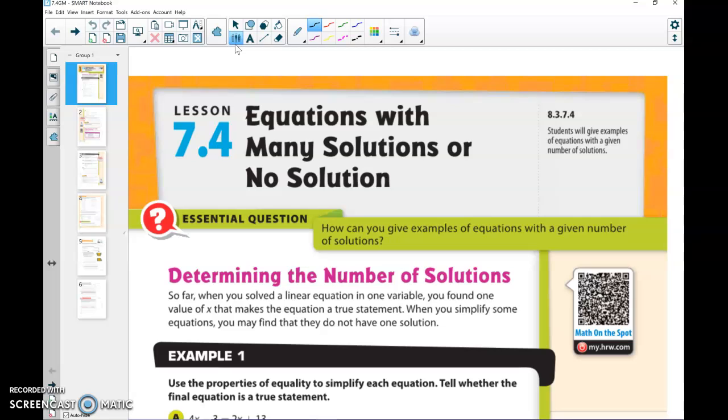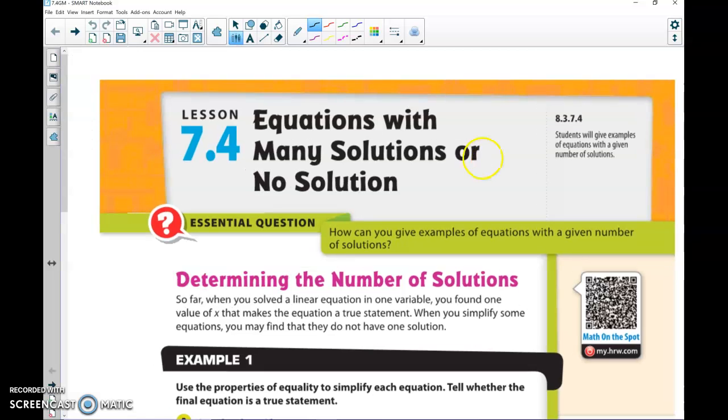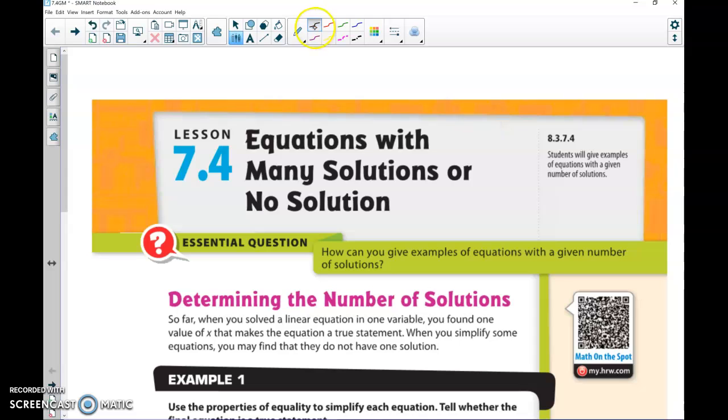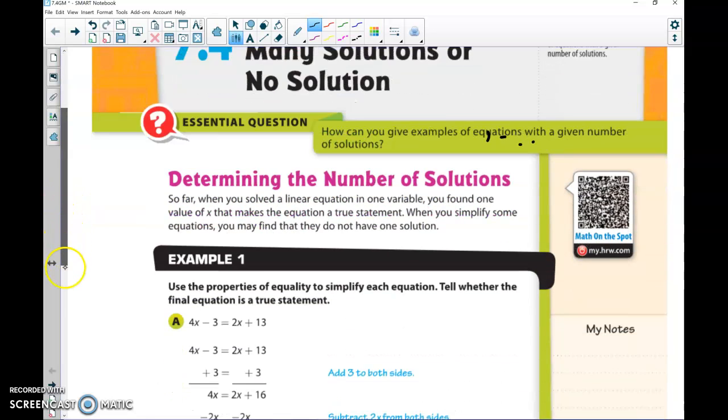So if the numbers are the same on each side of the equal sign, it's going to be a many solution. And if they're different on each side of the equal sign, it's going to be a no solution. So it doesn't matter what number they are. It could be something like 2 equals 2 or 5 equals 5, as long as they're both the same number, it's still going to be a many solution. And then same thing goes for no solutions. If you end up with different numbers, then it's going to be a no solution. So let's look at some of these examples I have done for us.